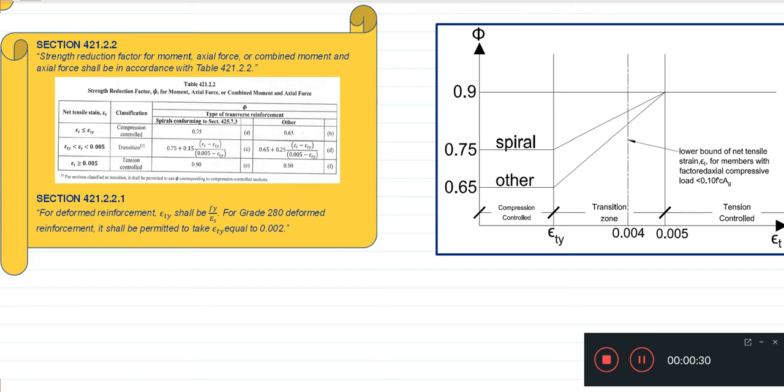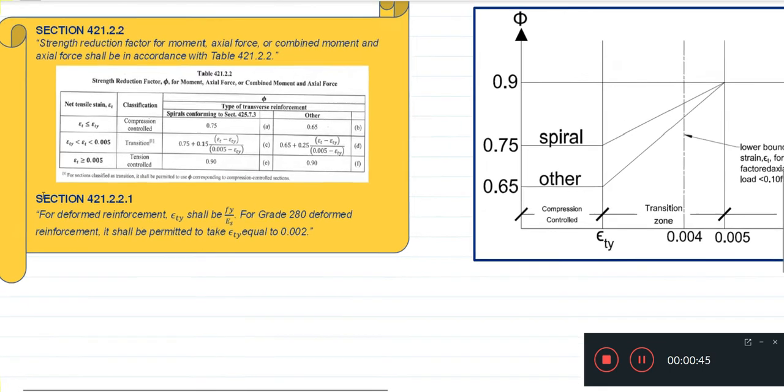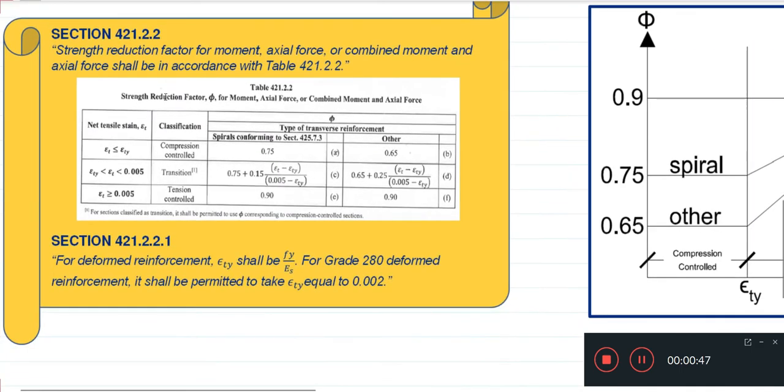421.2.2, which states that strength reduction factor for moment, axial force, or combined moment and axial force shall be in accordance with table 421.2.2. So, sa table 421.2.2, nakita nyo dyan na andyan yung dalawang types ng strain natin or strain conditions. Nandyan yung compression controlled at andyan yung tension controlled. So, as you can see, meron din tayong net tensile strain.